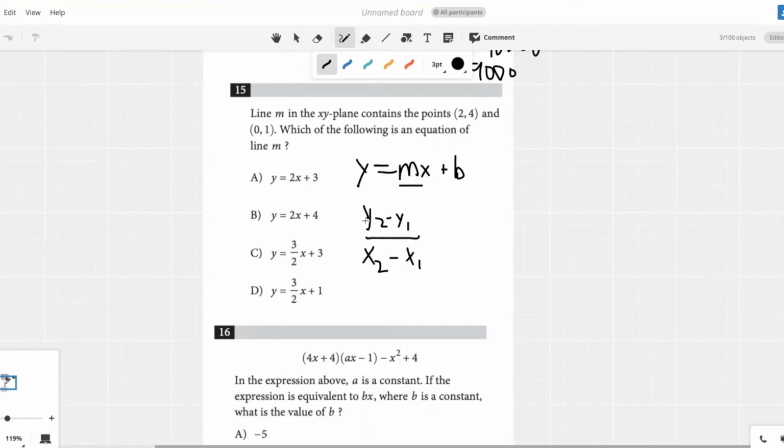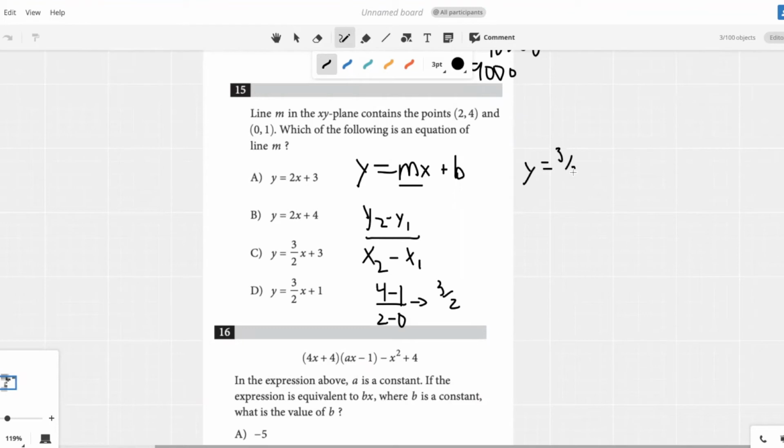So we're given our y and x values from these 2 points, (2, 4) and (0, 1). So let's just plug that in. Let's use (2, 4) as our x2, y2 point and (0, 1) as our x1, y1 point. So 4 minus 1 over 2 minus 0. And this is going to give us 3 over 2. So that is our slope, that's our m value. So now the equation we have is y is equal to 3 over 2x plus b.